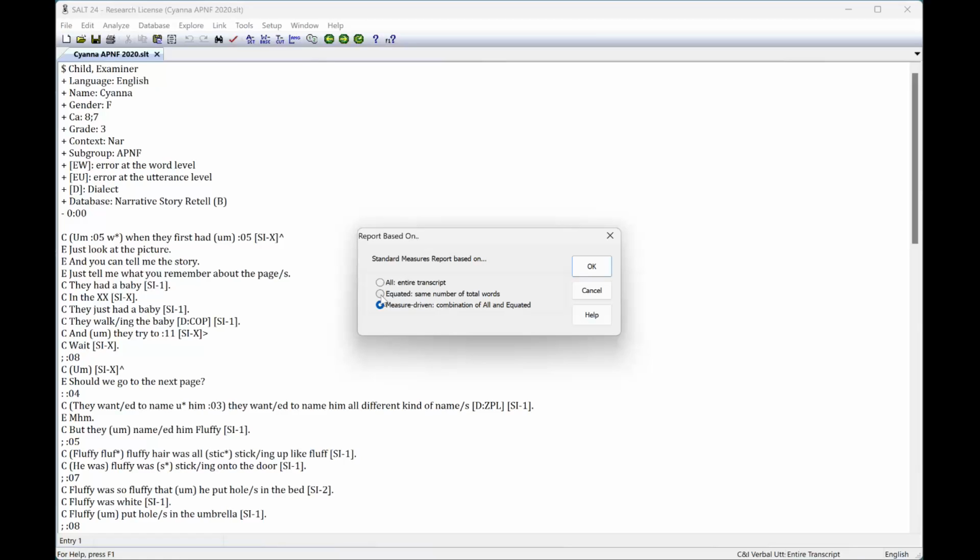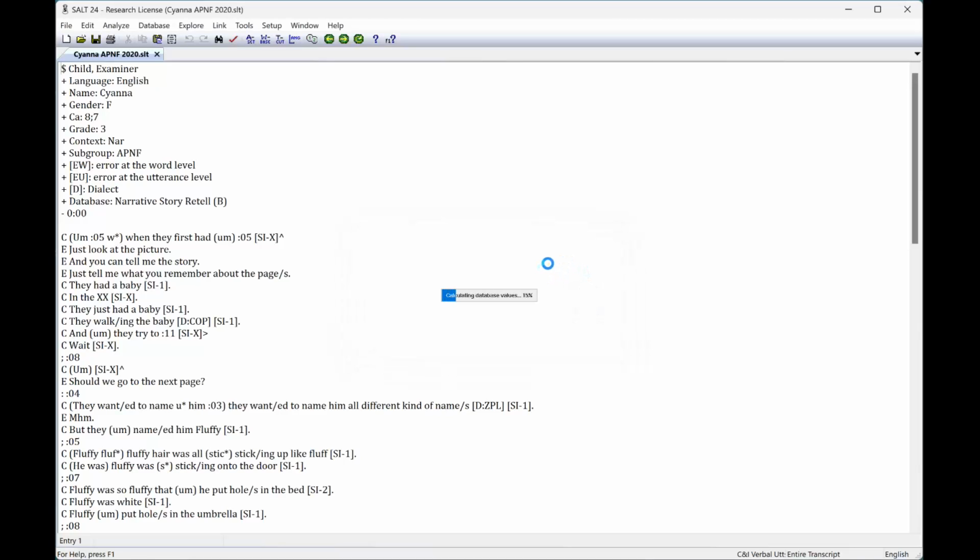So what this means is if some language measures are calculated as a percentage or an average, those are going to be based on the entire transcript. And then if it's a count measure, like number of repetitions or number of errors, that's going to be equated by length. So it's equalizing the opportunities as far as the database to your sample on measures that are count based. So if you select measure driven, it's going to be a combination and do that piece for you. So I'm going to go ahead and click OK.